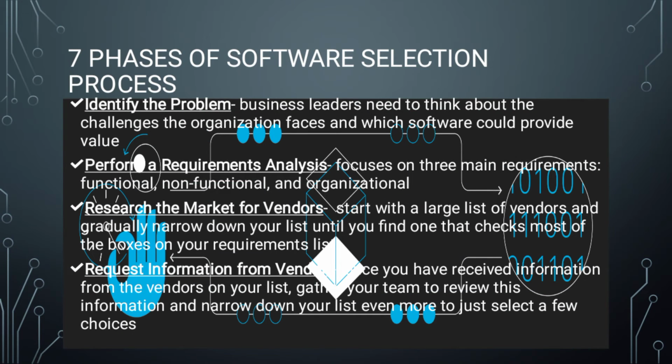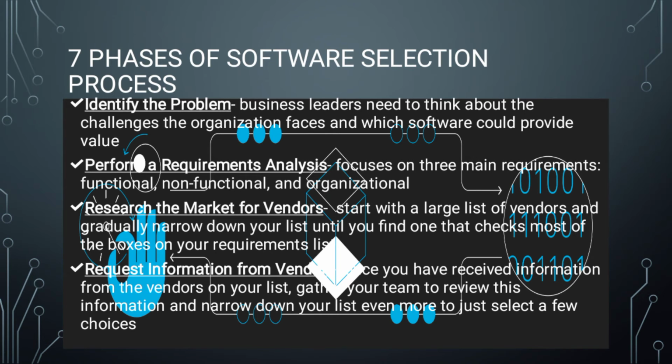So here are the seven phases of the software selection process. Each phase of the process is important and should be completed with good accuracy to ensure a good outcome.